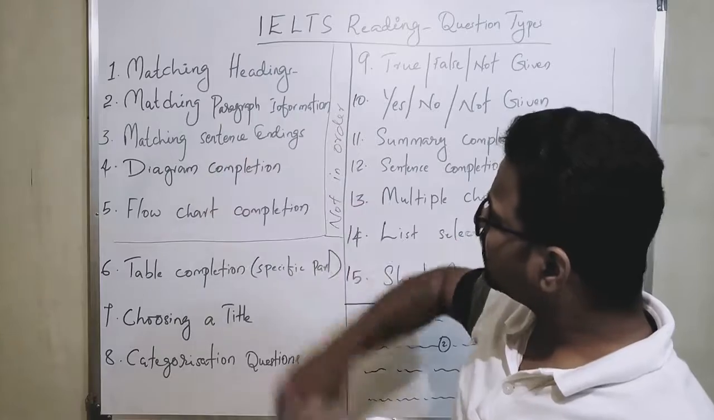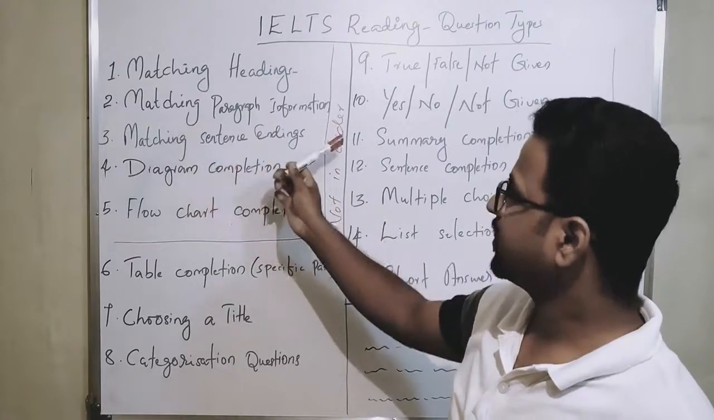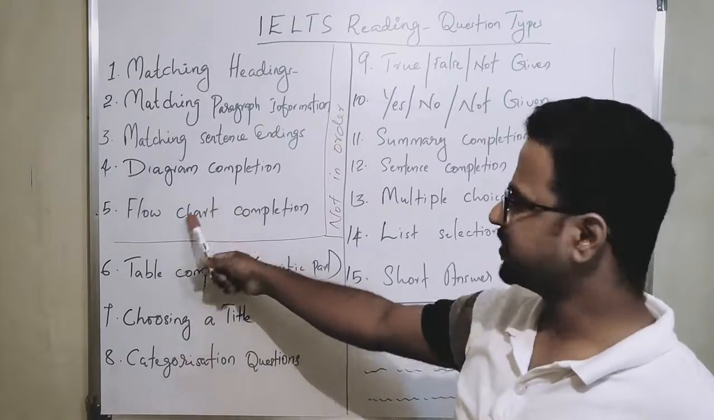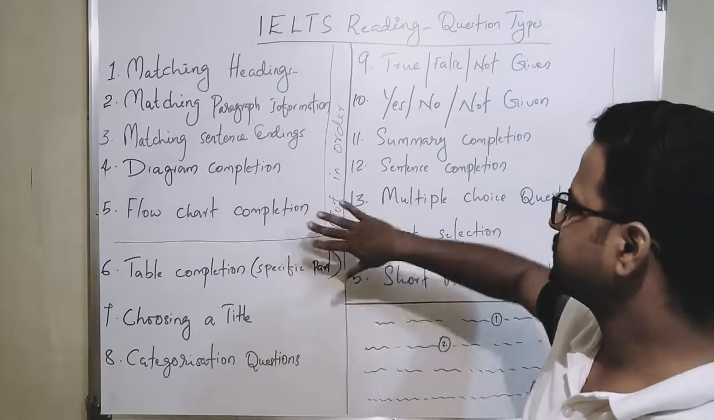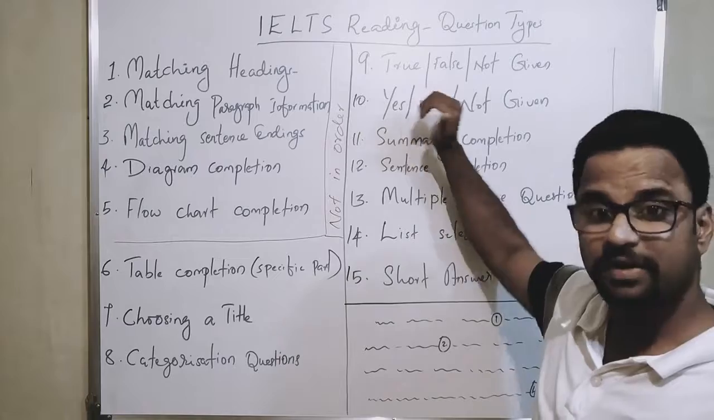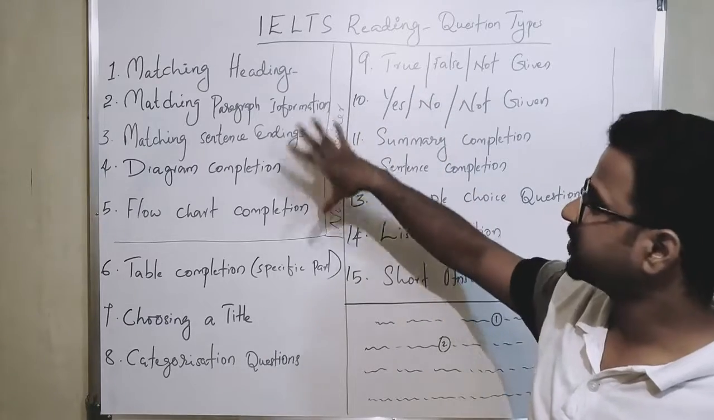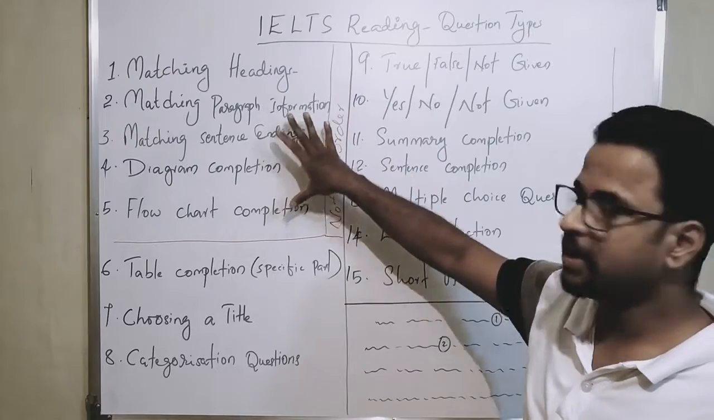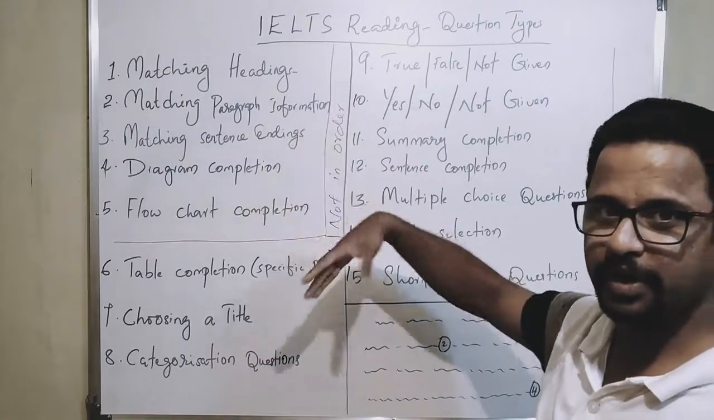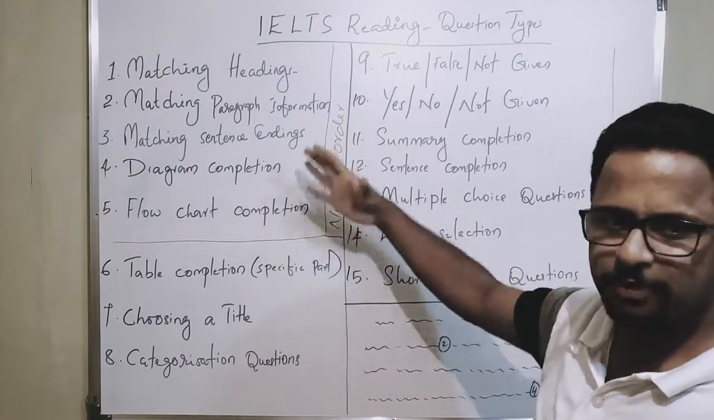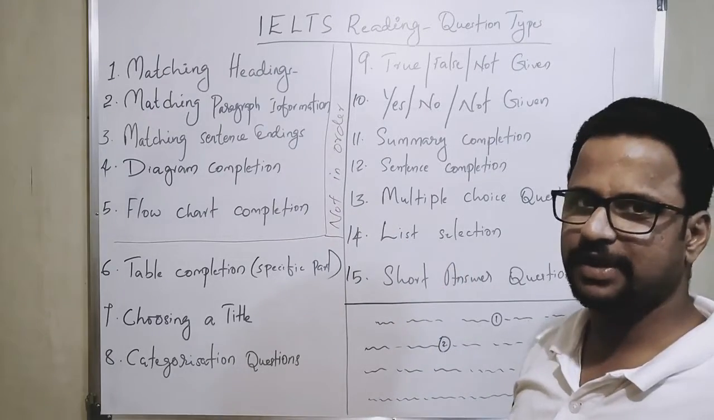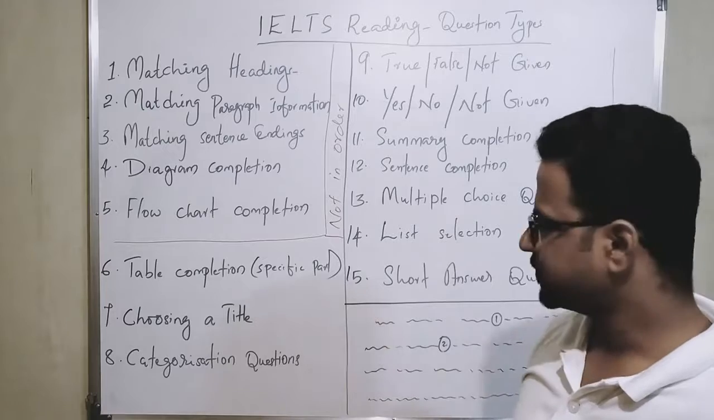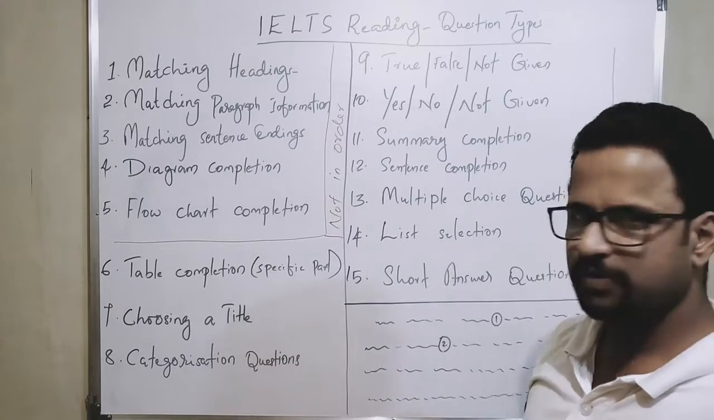So remember, for matching headings, matching paragraph, matching sentence, or even diagram completion and flowchart completion, the answers are not given in order, right? So once you have the idea that I have to search everywhere, you have to really skim read and then scan, spot the answers, and then find out the answers. Okay, read the lines before and after once you spot the answers, right? So remember, that's what you're going to do.